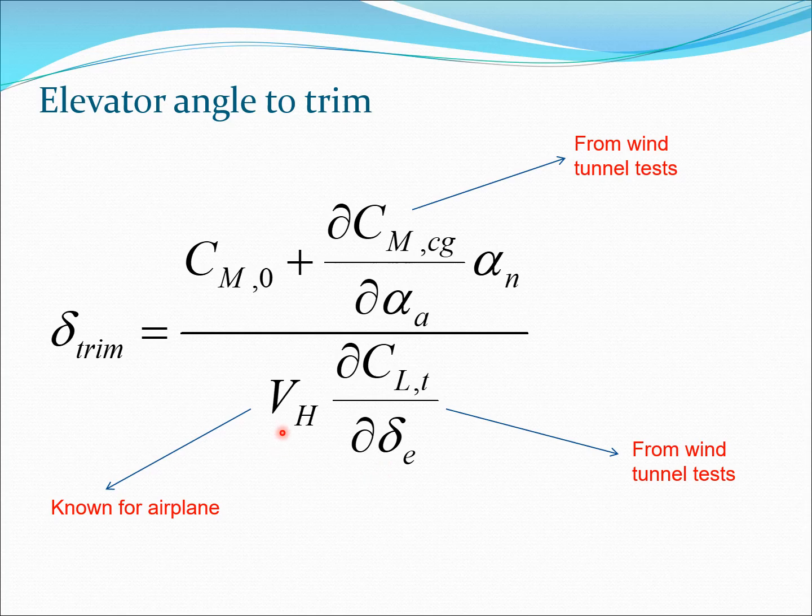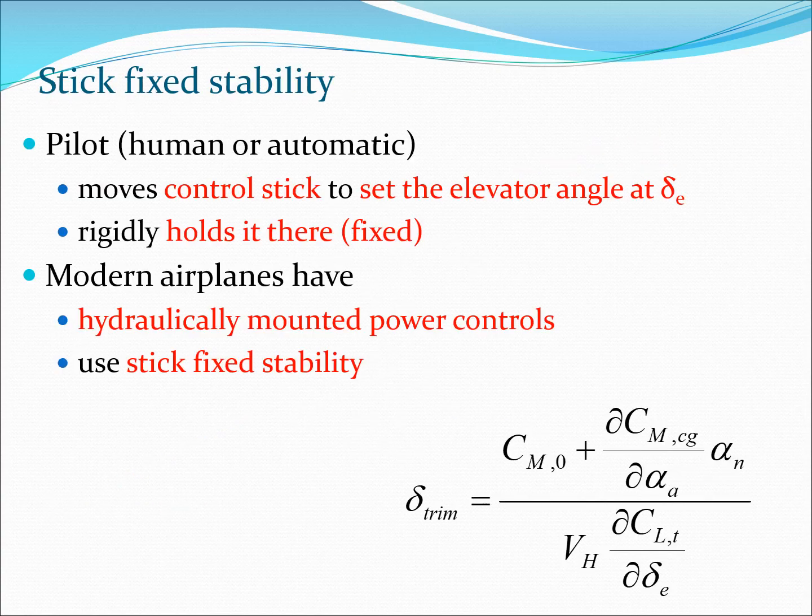VH is typically known for the airplane because that's a parameter coming from the different aspects of the tail. So do recall in previous lectures we called it the tail ratio, and of course alpha n is the value at which you want to essentially trim the aircraft. So that's something you also know. So you essentially can calculate delta trim and trim the aircraft. So this was an important issue we discussed today.